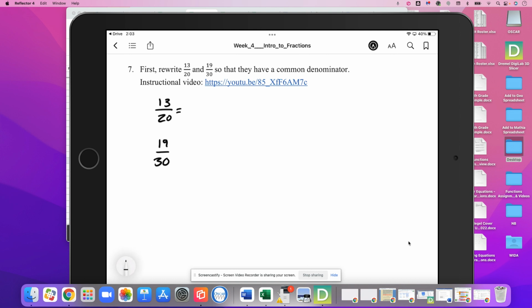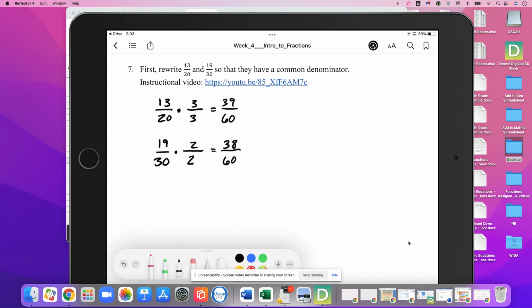So we're going to multiply by something that makes the denominator 60 on both of these fractions. In our case, this is going to be 3 in the first one and 2 in the second one. So 13 times 3 is 39. 19 times 2 is 38. So we can see that this one is greater, or bigger. We can see that this one is lesser, or smaller.